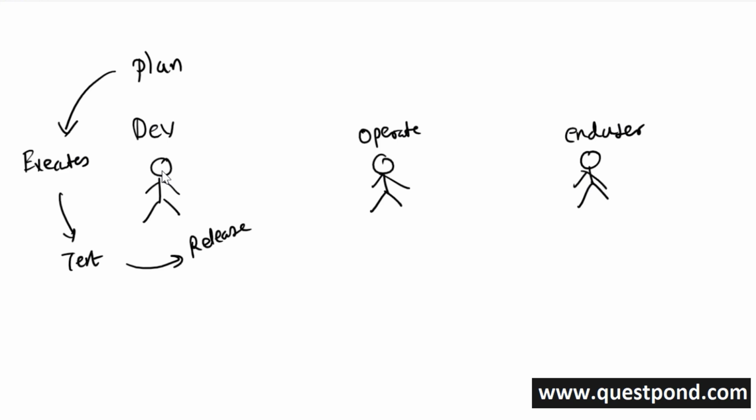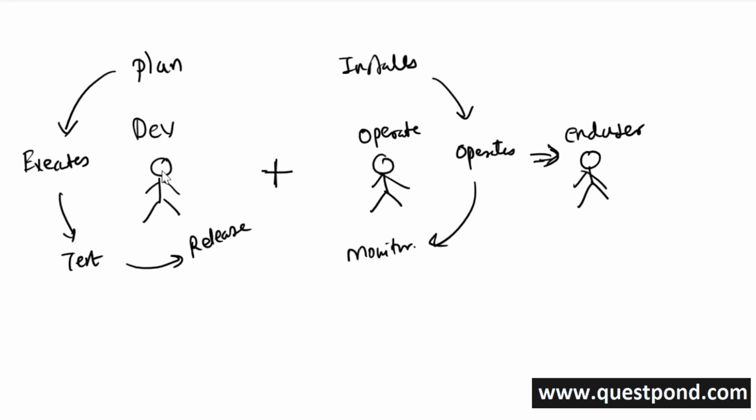What does the operations team do? The operations team takes this release and installs it, and operates it. They help the end user to understand the software, and if there are any issues with the software, they try to resolve them and monitor it. So basically, it is the collaboration of the dev and the operations team which makes a software live from the end user perspective.